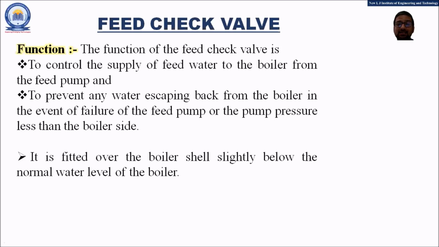In simple terms, the feed check valve is used to supply the feed water to the boiler from the feed pump. Also, in case of differences of pressure between the pump side and the boiler side, the feed check valve prevents the backflow of the water from the boiler to the feed pump. Generally, the feed check valve is fitted over the boiler shell slightly above the normal water level of the boiler.